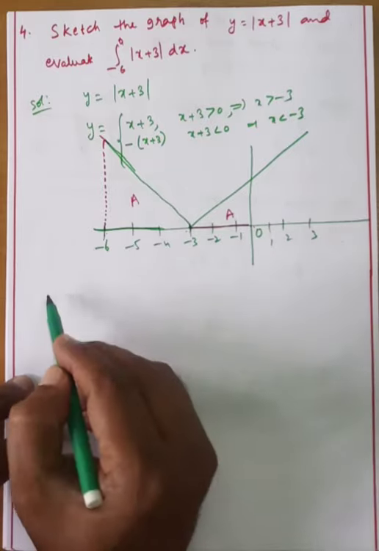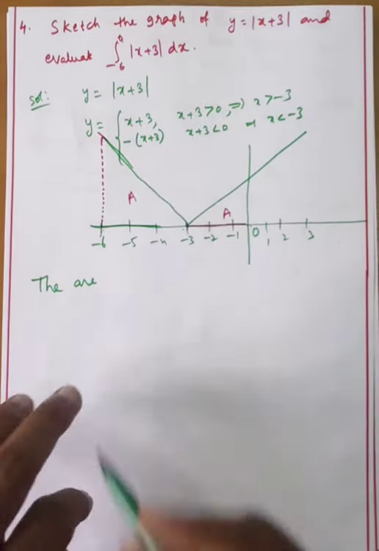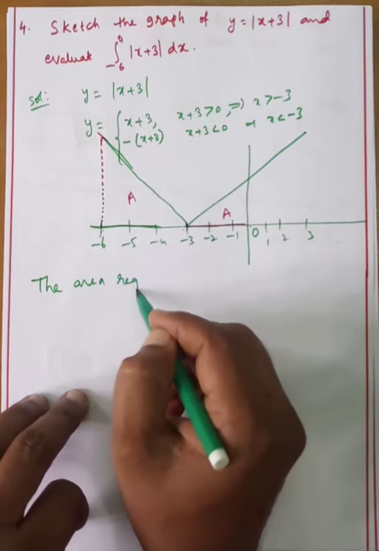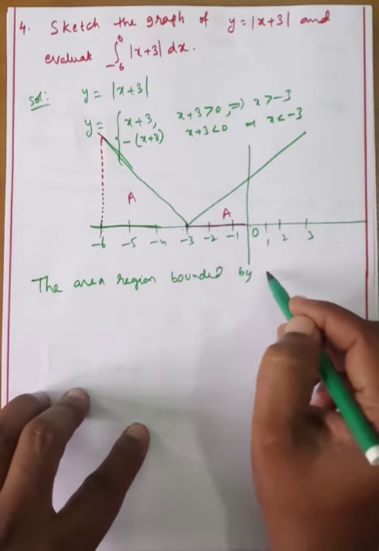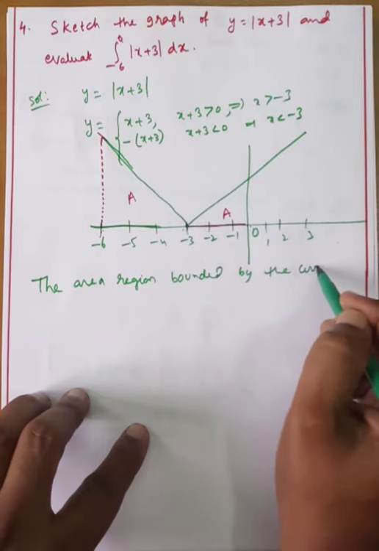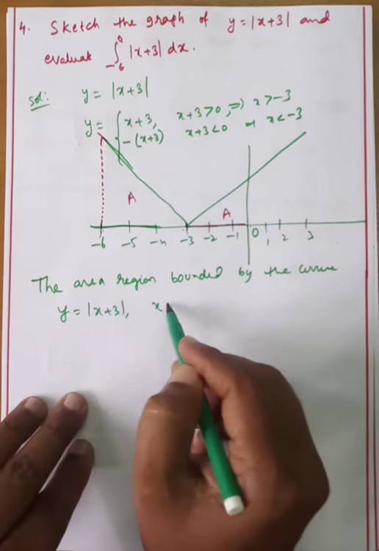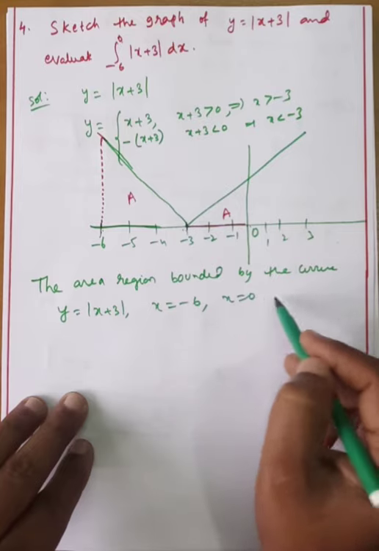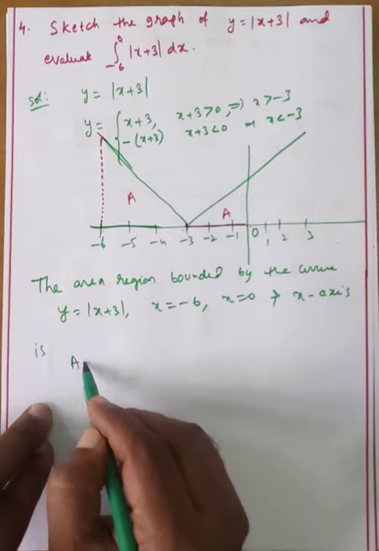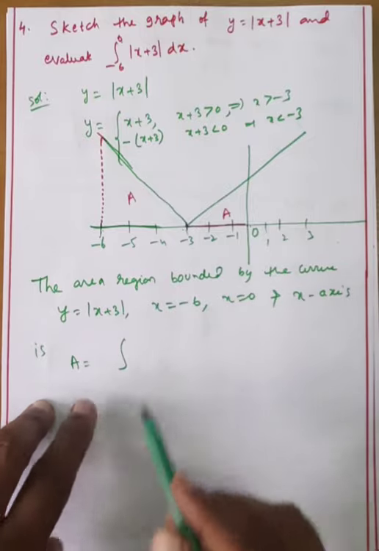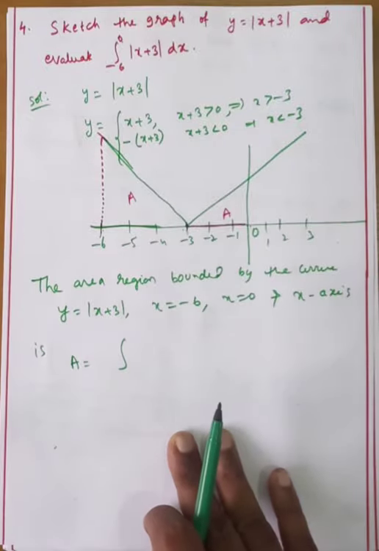Okay, the area region bounded by the curve y is equal to mod x plus 3, x is equal to minus 6, x is equal to 0 and the x axis, area is equal to the integral of, observe that here asked is minus 6 to 0, minus 6 to 0. Whenever modulus is given, 100% positive and negative.